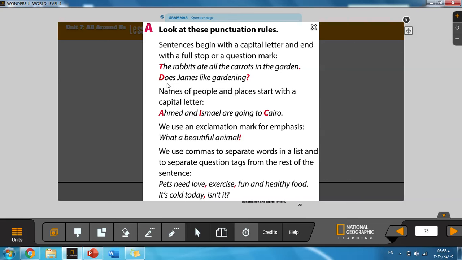Names of people and places start with a capital letter. Take a look at this example. Ahmed and Ismail are going to Cairo. Ahmed and Ismail are names of people, so I started their names using a capital letter. Are going to Cairo, so I started the name of the city with a capital letter.